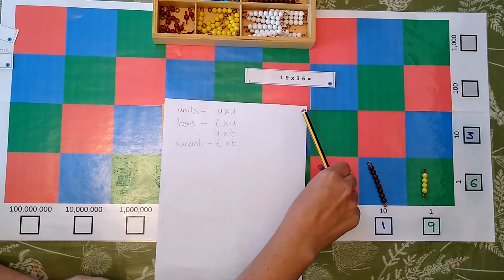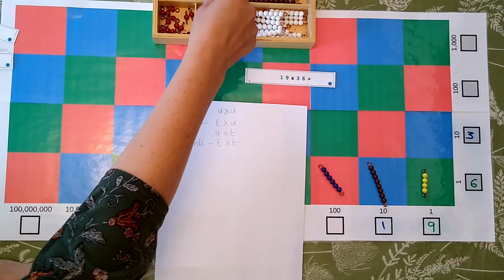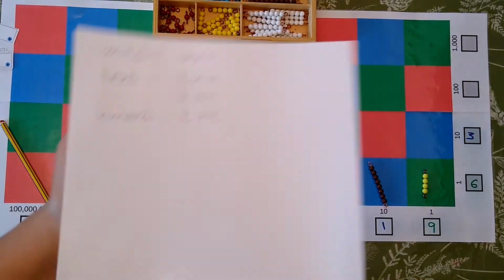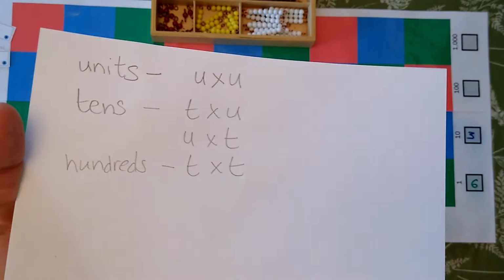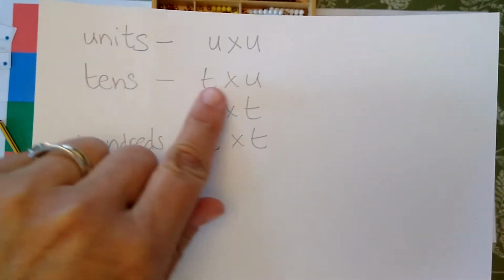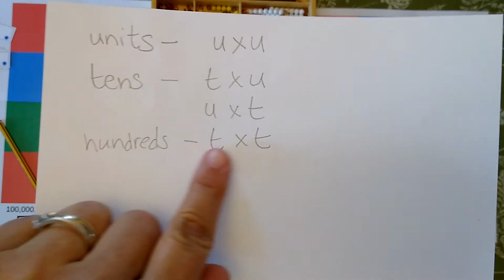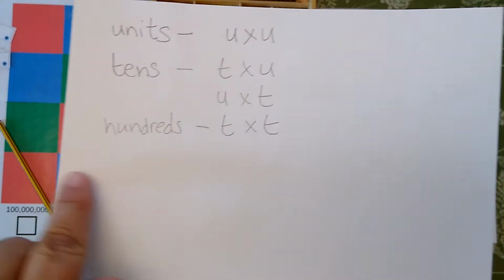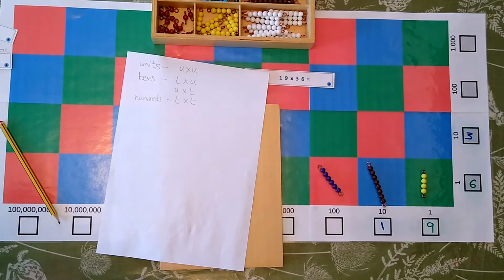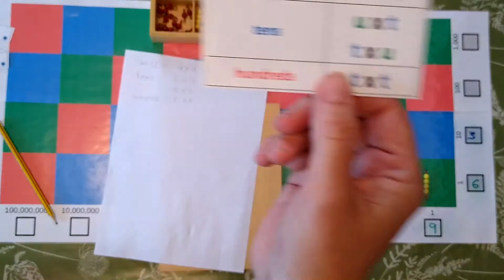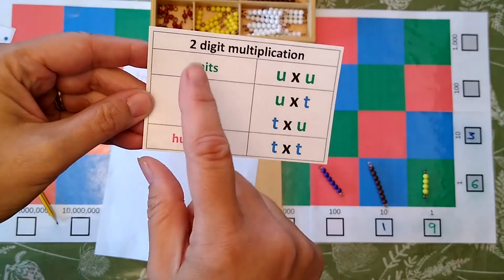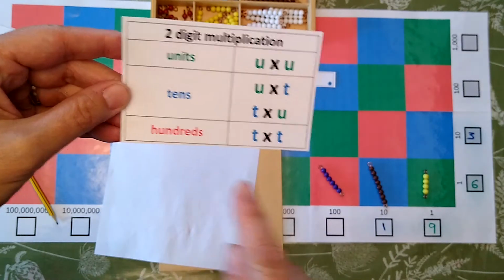So the idea is that you've worked through with them what operations they need to do to get each section. So for the units, they did units by units. For the tens, tens by units and units by tens. And for the hundreds, tens by tens. And once you've had a look at that and worked it out with them, then from then onwards, they can use this card, or they can write it out in their books if they want to remind them of the different steps that they need to take.